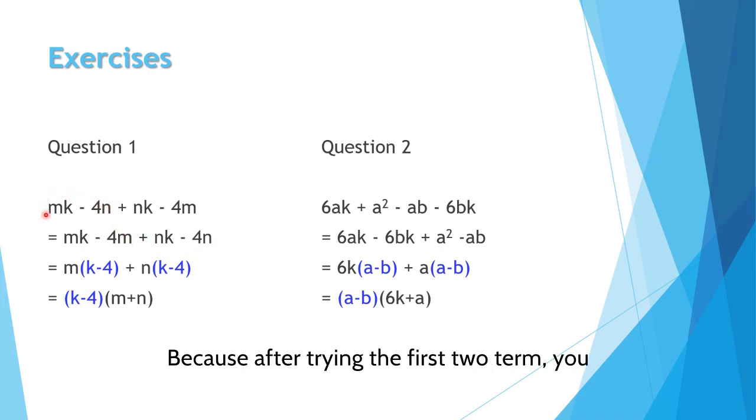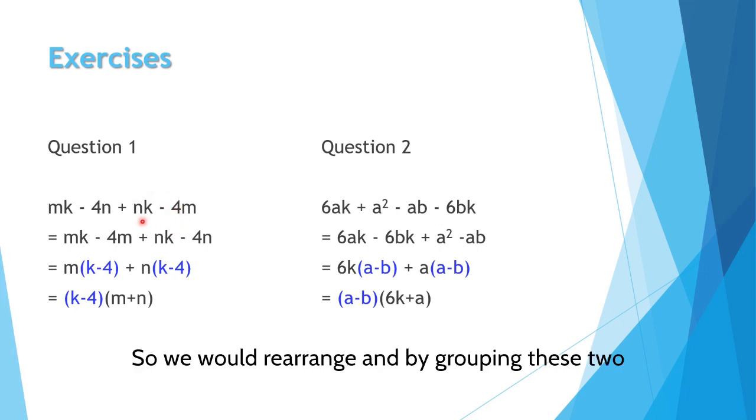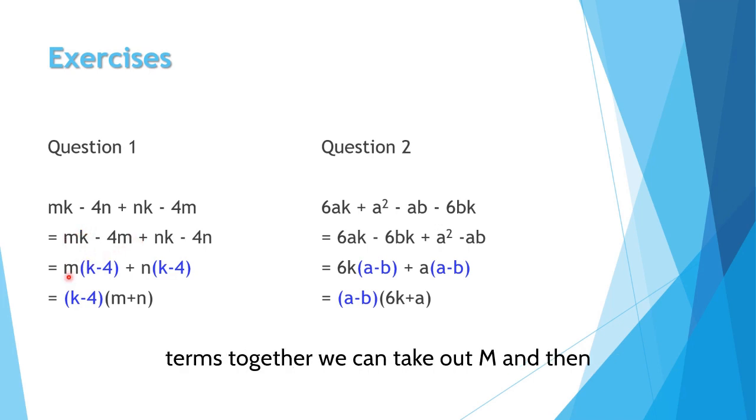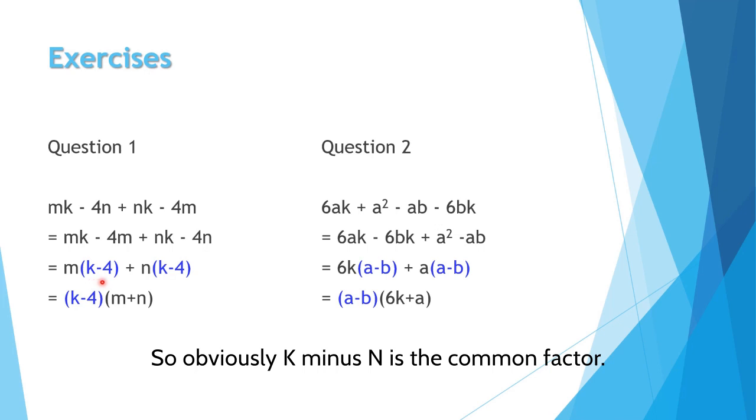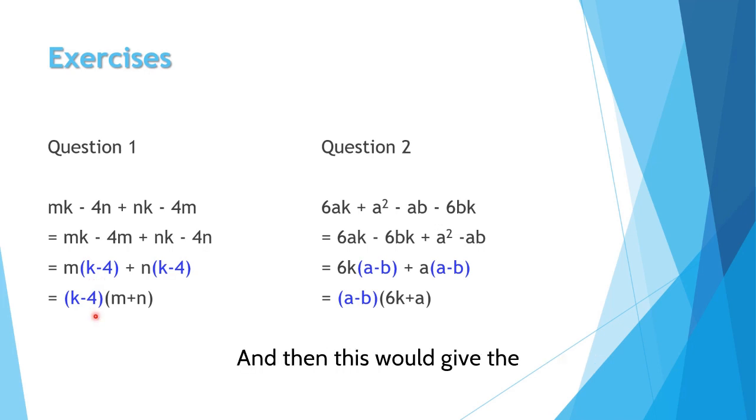Because after trying the first two terms, you see that there's nothing much we can do to take out any factor from here. And also here, we seldom can take out anything from here. So we would rearrange. And by grouping these two terms together, we can take out m, and then it would give rise to k minus 4. Here we can take out n. Again, we can give rise to k minus 4 as another bracket. So obviously k minus 4 is the common factor. And then this would give the final answer like this after simplifying.